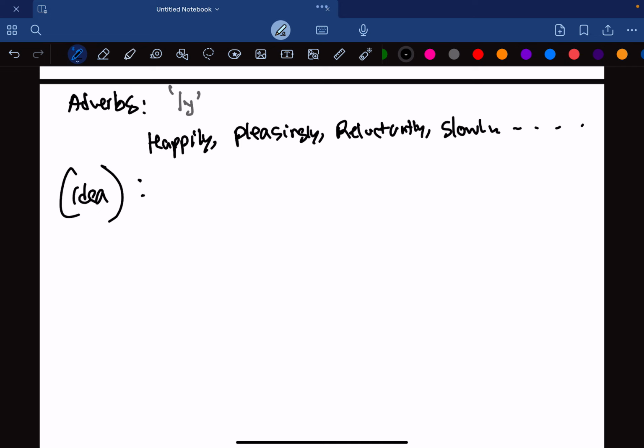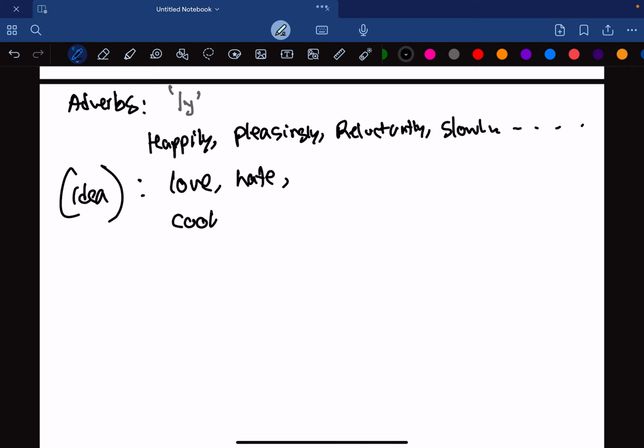Now, an idea is any word that can be done. You're not necessarily doing it, but the idea can come in your mind. For example, love. The idea of love. When I say love, I don't mean that I'm loving anyone or anything. It's the idea of love. Hate, right? I'm not talking about hatred. I'm not talking about hating someone. I don't hate anyone, right? It's just the idea of hatred.